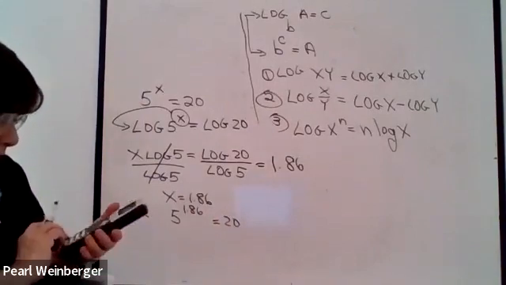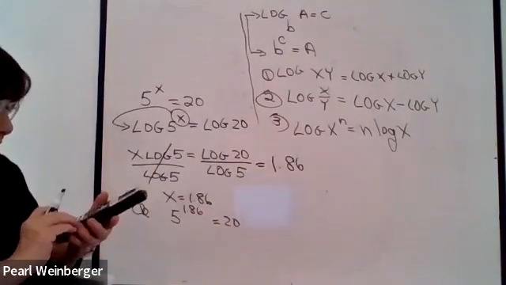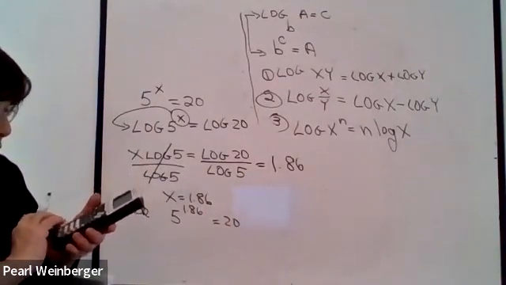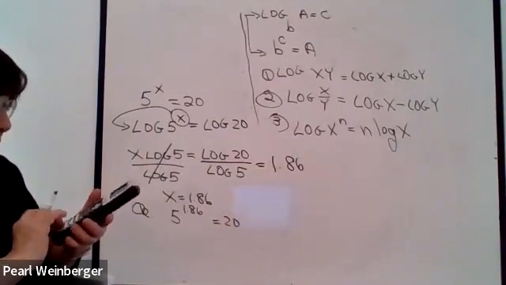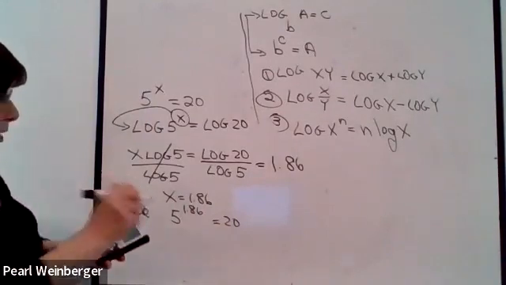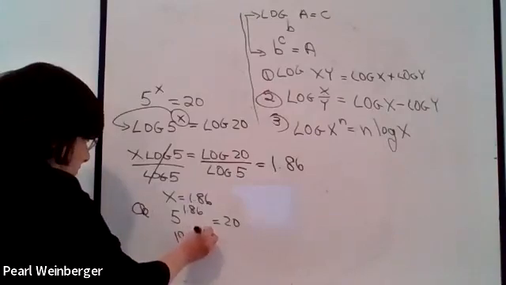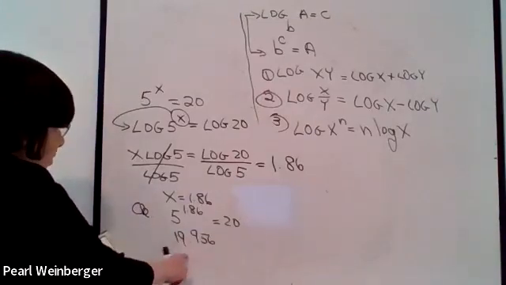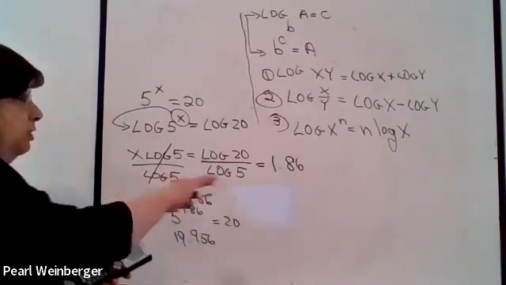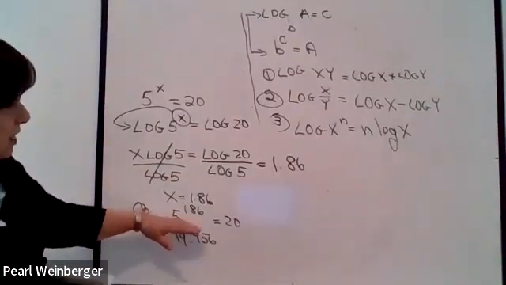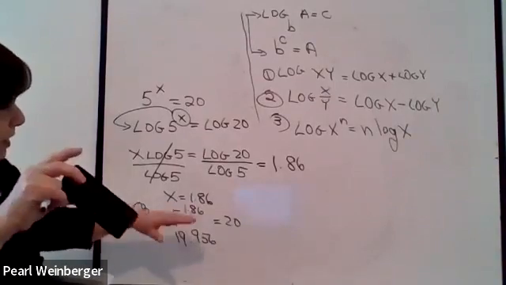But on my calculator, I'm going to go 5, then press my exponent button, and put in 1.86, and when I do that, I get 19.956. It's a little off because I rounded this. If I wouldn't have rounded it, it would come out exactly. But we see that this is the correct answer.